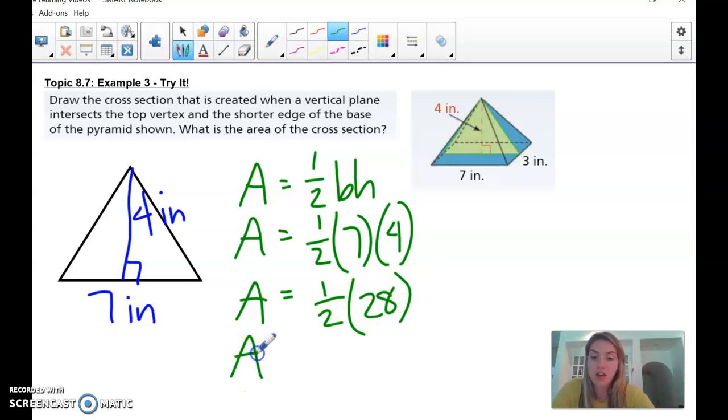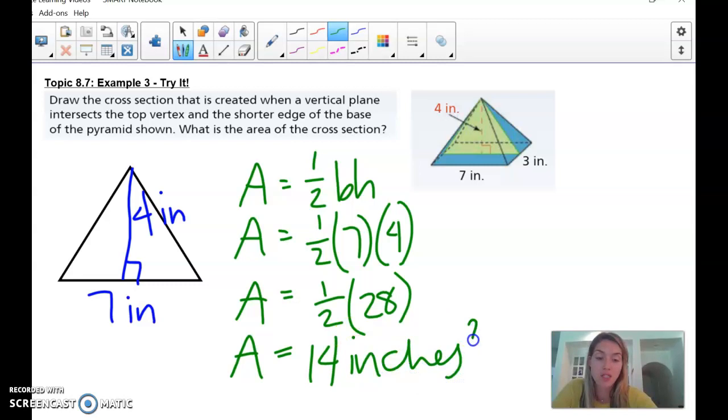So then the area is equal to 14, and I need to make sure I remember my units. We're talking about inches, and we're talking about area, so it's inches squared. So the area of the cross section, that triangle right there, is going to be 14 inches squared.